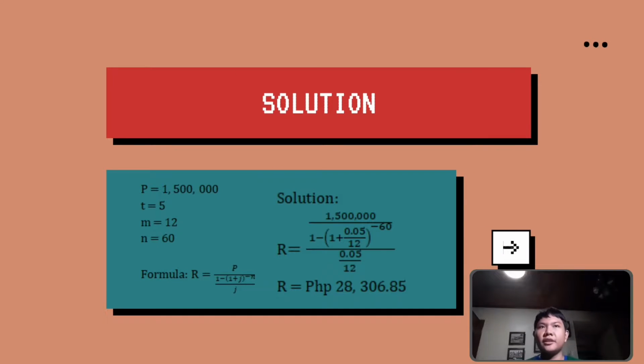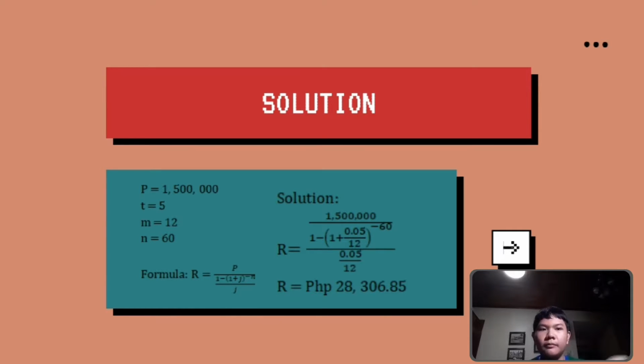The first thing to get is the values used. So the principal amount, which is P, is 1,500,000 and the term is 5. The compounding period M is 12. The number of periods N is 60, since we have to multiply M and T. I to the power of 12 is 0.05 and the J, which is I to the power of 12 divided by 12, is 0.05 divided by 12.